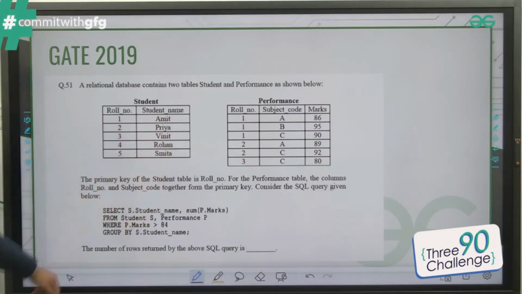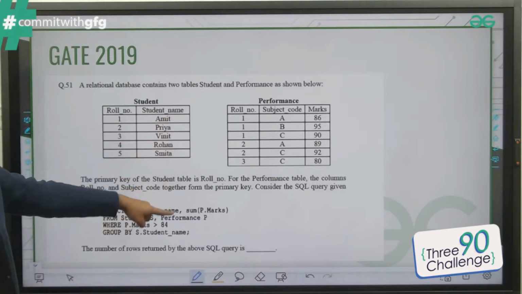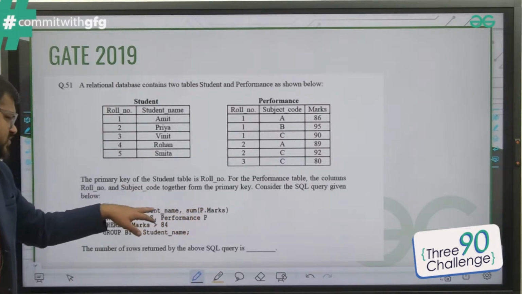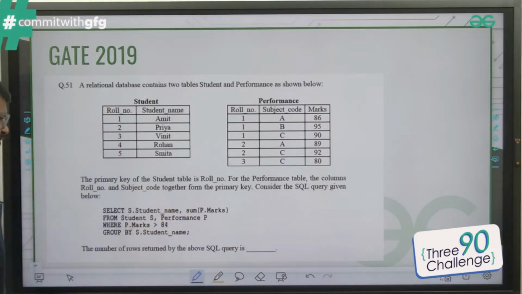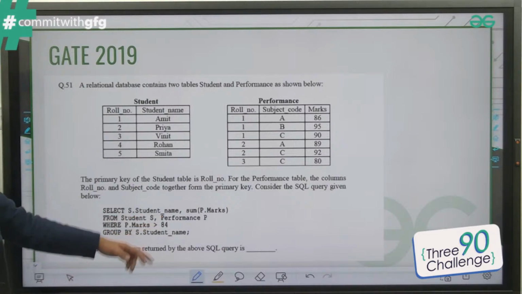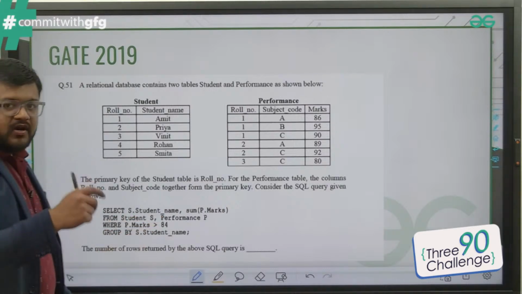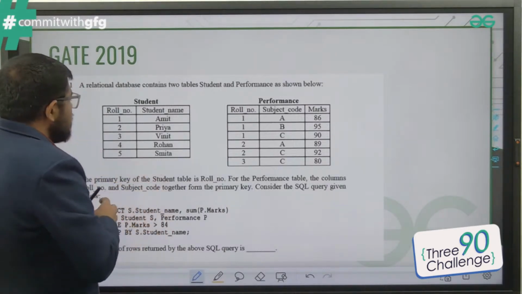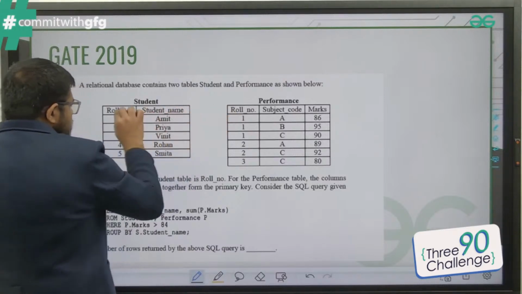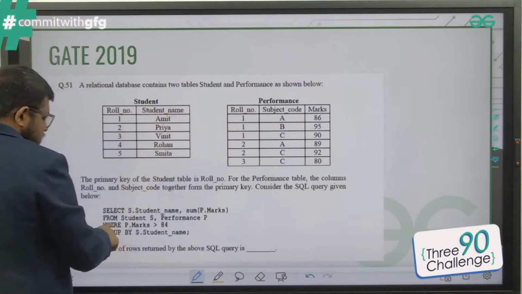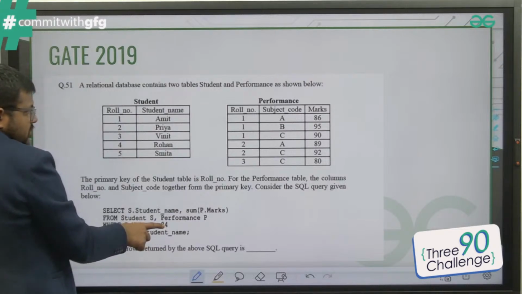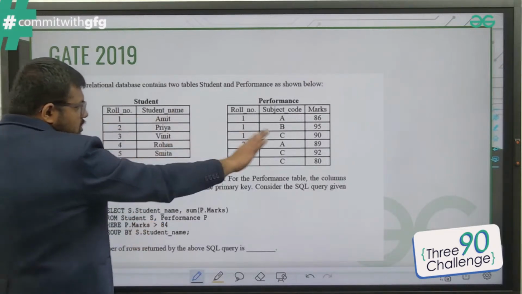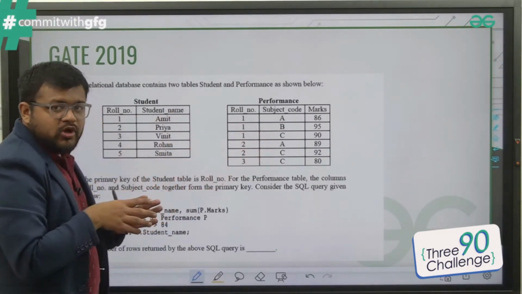Consider the SQL query given below. Select student name, sum p dot marks. This is an aggregate function, so grouping is done. Grouping is done based on this value from student s, performance p, where p dot marks is greater than 84. Now you see here they are not only joining roll number 1 with 1; they are telling student s and performance p, and here they are not saying s dot roll number equals p dot roll number. So all the tuples will be taken, but are we going to generate that?